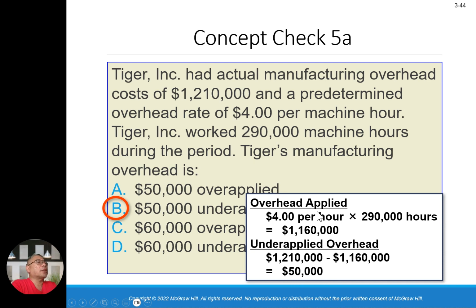Let's go back here step by step because sometimes it can be confusing, right? Overhead is $4 times 290. Where is the $4 coming from? This is the predetermined rate applied. And then 290 is the hours worked. So you got overhead applied of 1.16 million. But it is underapplied. How are you going to calculate that? 1.21 is the actual, minus what is applied. So it's 50,000 underapplied.